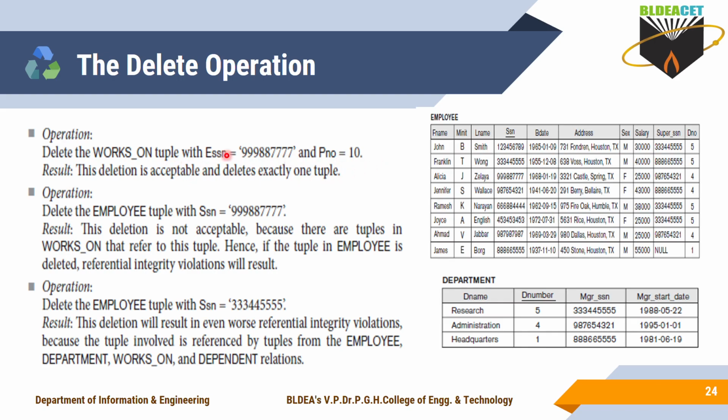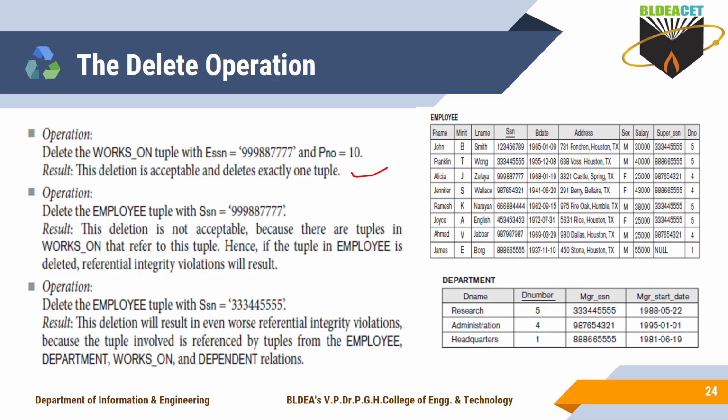If I execute this operation and it is in a valid state, then it is acceptable and deletes that particular tuple from the relation. Yes, this is in the current state, which is why it allows me to execute this and it deletes that particular tuple.